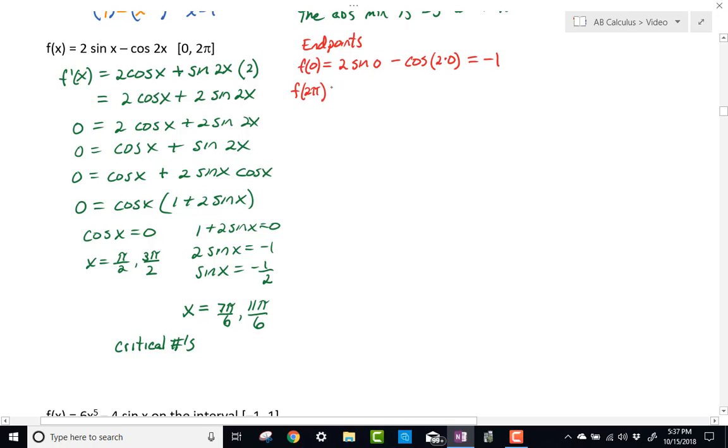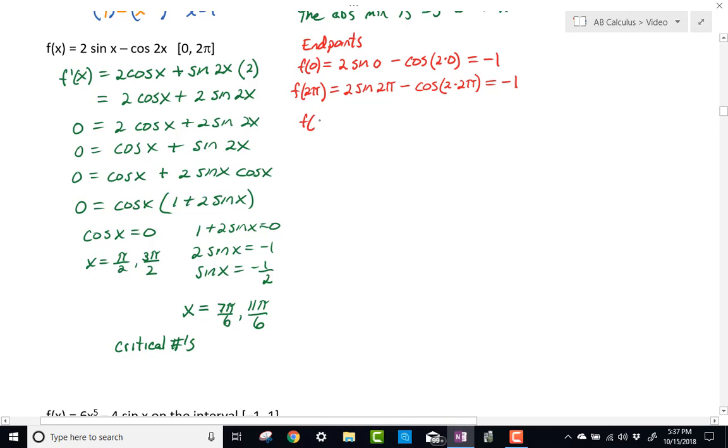Now, if you think about this, just before I do this, I'm going to write it out here. If I start at 0 and go all the way around to 2 pi, I'm back at the same place I started. So this should turn out to be the exact same answer as the one above. 2 sine of 2 pi. Well, sine of 2 pi is 0, minus cosine of 2 times 2 pi, which is 4 pi. So again, we're all the way back around to where we started, basically at 0, so that's 1, and then the negative in front puts me at -1 again. So really, if I understand what I'm doing, I didn't even need to do that. So there's my endpoints. Now I need to do all my critical values.